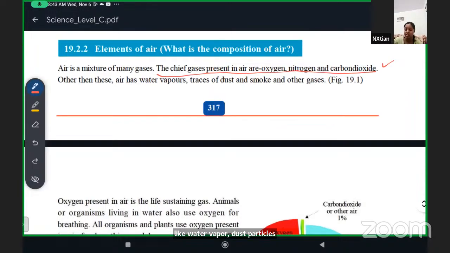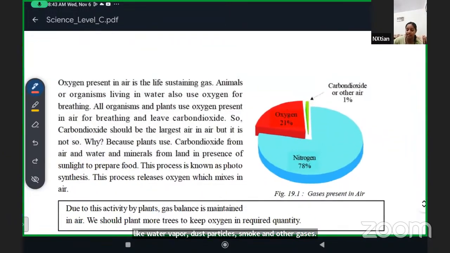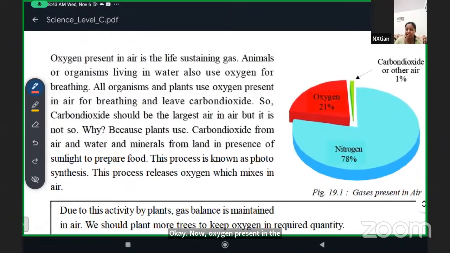Now, oxygen present in the air is a life-sustaining gas. Animals or the organisms living in water also use oxygen for breathing. All organisms and plants use oxygen present in air for breathing and leave carbon dioxide. So carbon dioxide should be the largest gas in air, but it is not so.